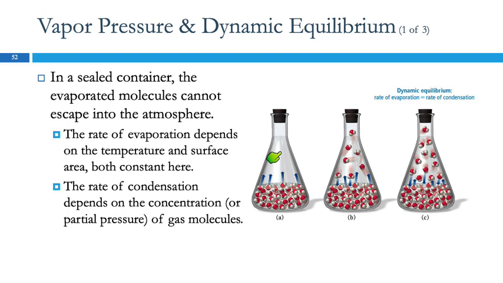Initially, we have no gas molecules up there, so there's no condensation happening. All we have is evaporation. Evaporation is just going to happen at a constant speed here because we're not changing the surface area, we're not changing the temperature. So evaporation just chugs along. As that happens, we get more and more gas particles up here, and so the rate of condensation increases until at some point the rate of evaporation is equal to the rate of condensation, and we reach dynamic equilibrium.